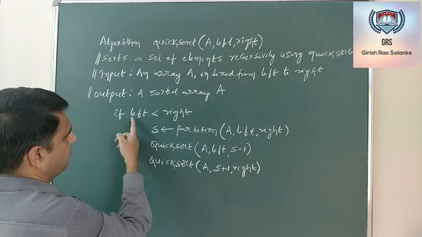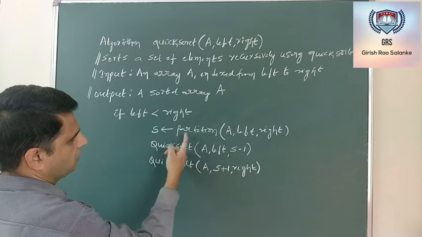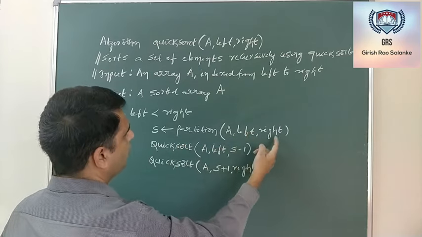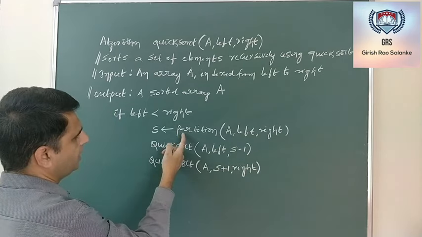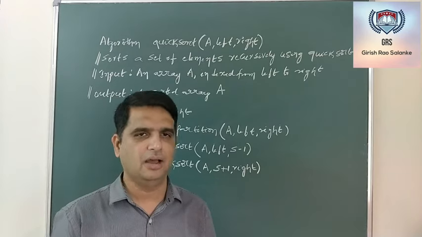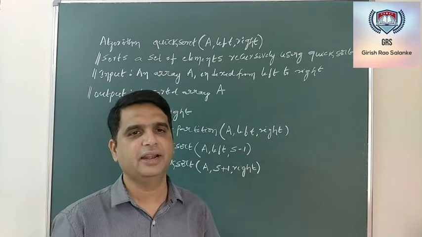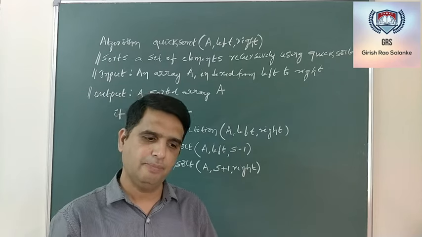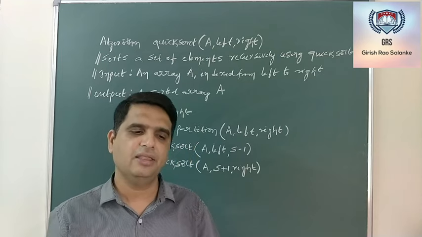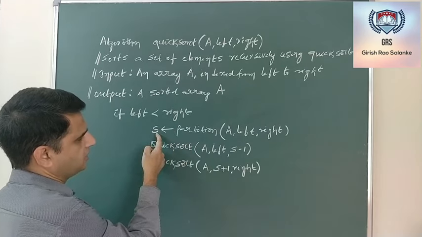So the first step is that if left is less than right, then I can do a partition. So I am calling partition for the array A indexed from left to right, and I am holding the return value of partition as s. If you have noted, while tracing the partition function, the last step was, if i is greater than j, we used to swap the pivot element with A of j, and we used to return j as the position of partition. So s is the position of partition.